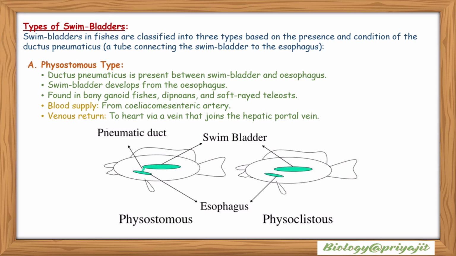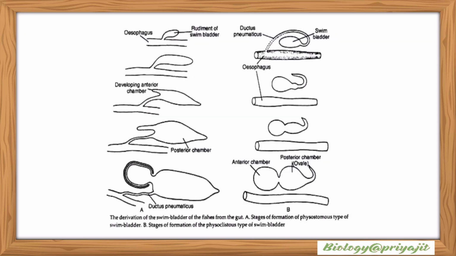Swim bladder in this type develops from the esophagus and it is found in bony ganoid fishes, dipnoans and soft-rayed teleost. Blood supply is from the coeliaco-mesenteric artery, and venous return to the heart is via a vein that joins the hepatic portal vein. This is the derivation of the swim bladder of the fishes from the gut. Image A indicates the stages of formation of the Physostomus type of swim bladder, and image B shows the stages of formation of the Physoclistus type of swim bladder.